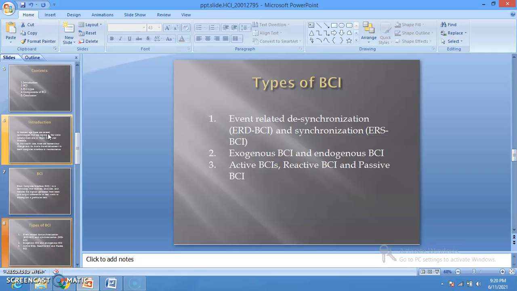About the passive BCI, or passive brain-computer interface, it is the system that gets its result from unintentional activities by the brain.